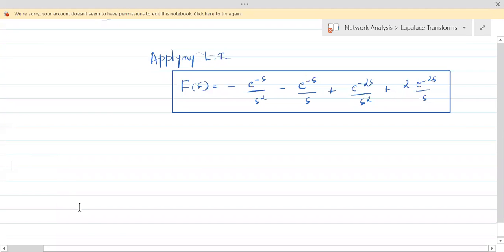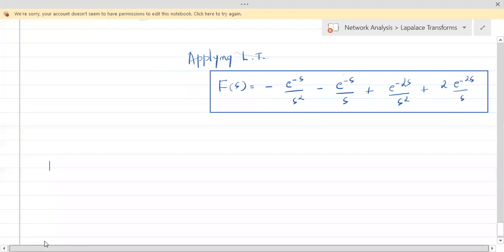Welcome, all. Let's see problem number 5 today. Everybody take down this problem number 5. It's a sinusoidal function. For the first time we are coming across a sinusoidal function.